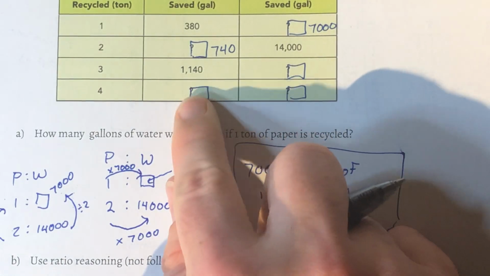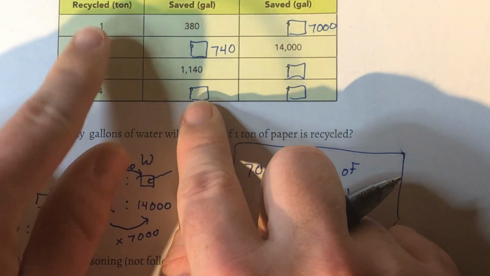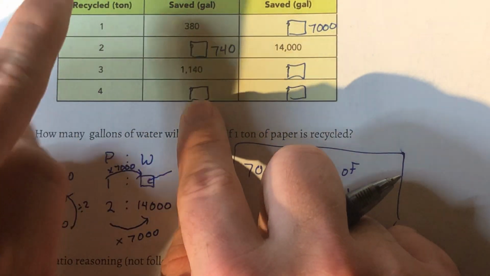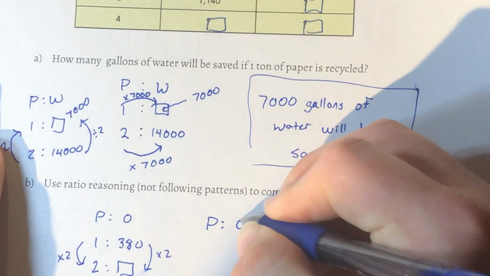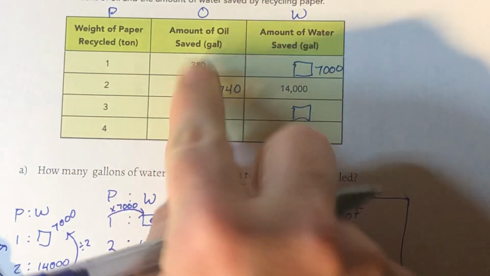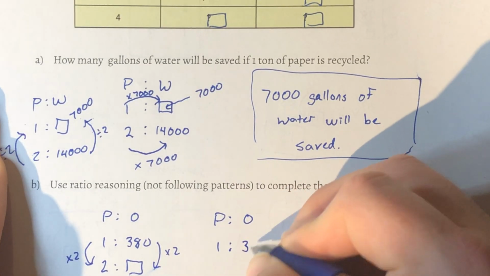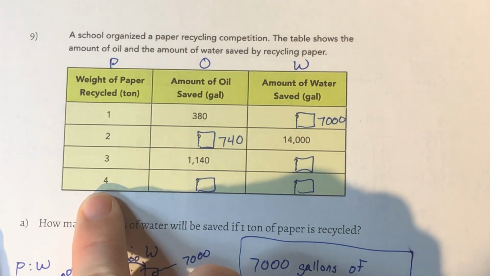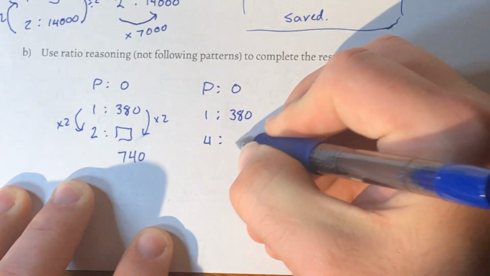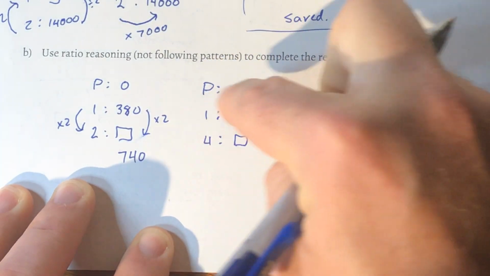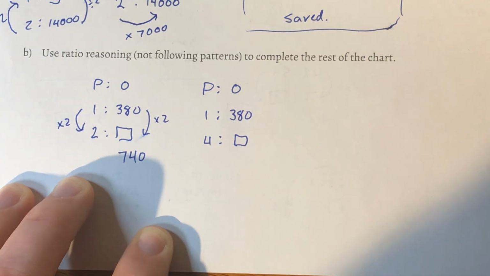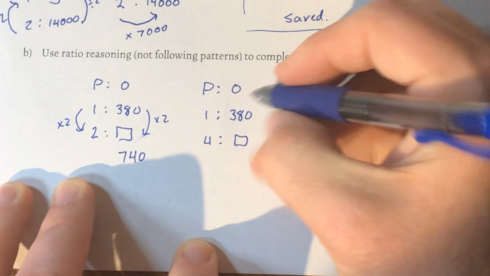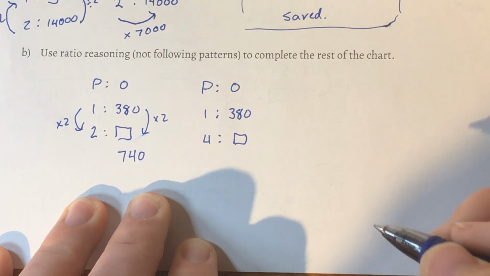All right, let's do this box right here. I'm always going to try to use 1. So let's do paper to oil again. 1 to 380 again. Paper to oil again, but now I need 4 to blank. So paper to oil, 1 to 380. Paper to oil, 4 to blank. Keep your columns and rows matching. You should always have 3 numbers and a blank.